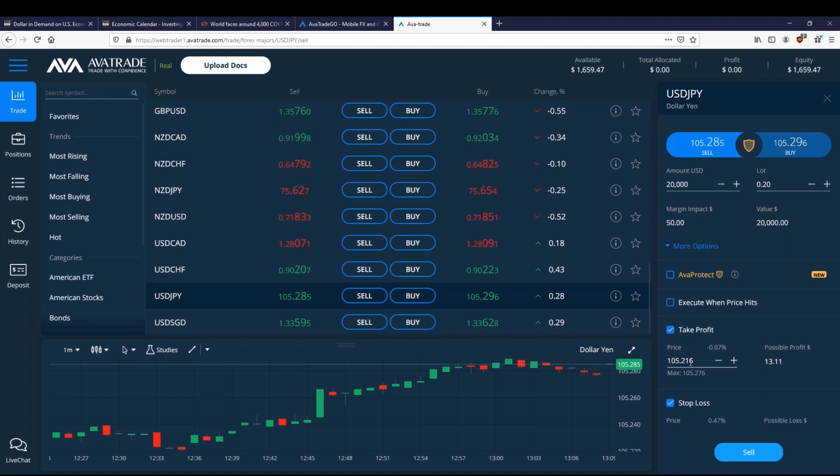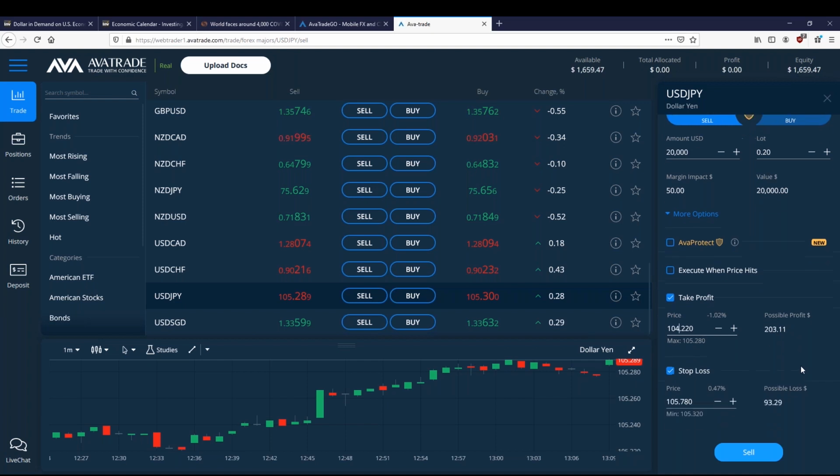Take profit, same thing. Maybe I know I want to go, I don't know, 100 pips. Whatever price I put here for my take profit, it calculates my possible profit. So if I'm going to 104 and change, then I'm seeing $208 potential profit or so, $203, and I'm risking 93. Maybe I like that setup, and now I'm ready to sell the position. Okay, so very simple to maneuver with your protection.